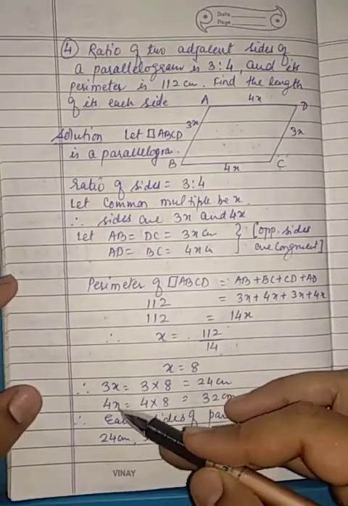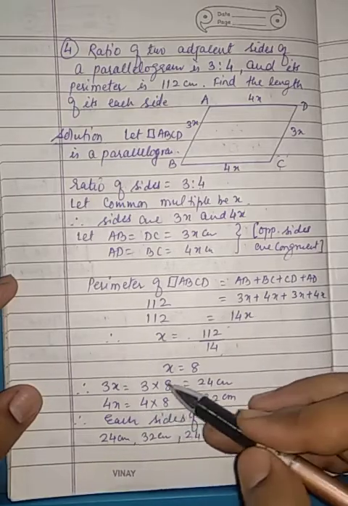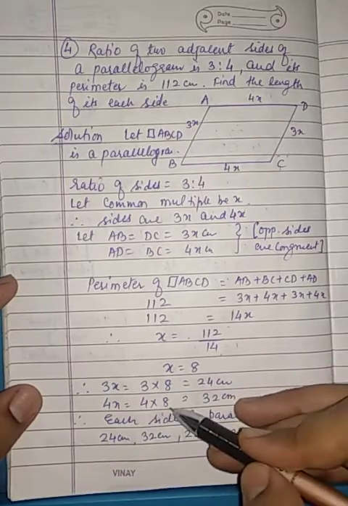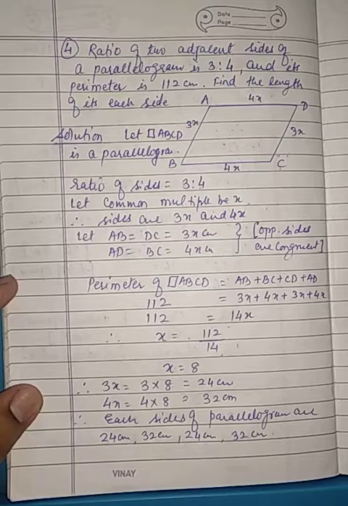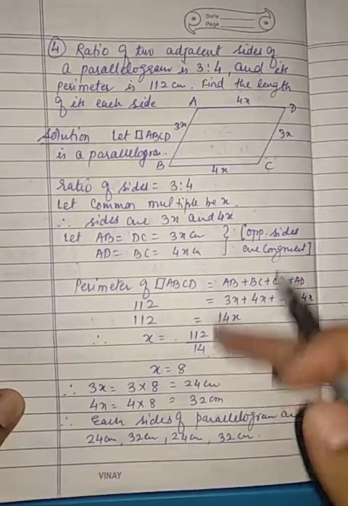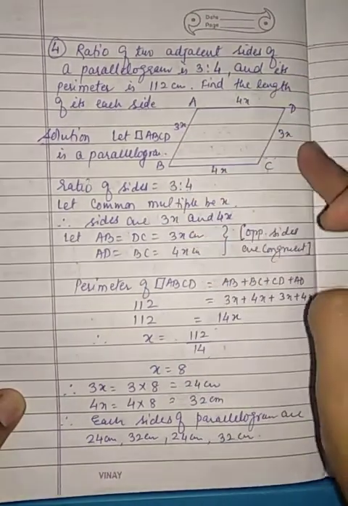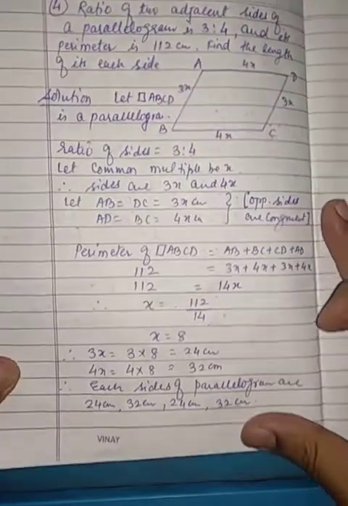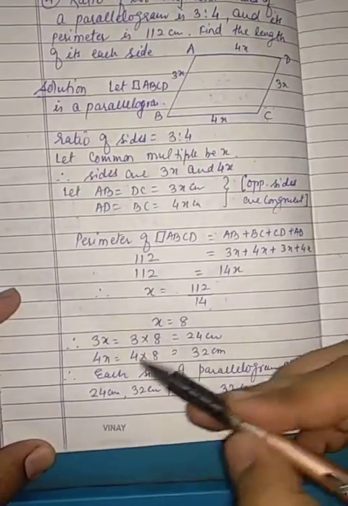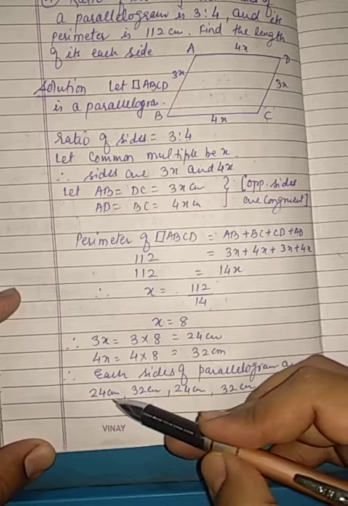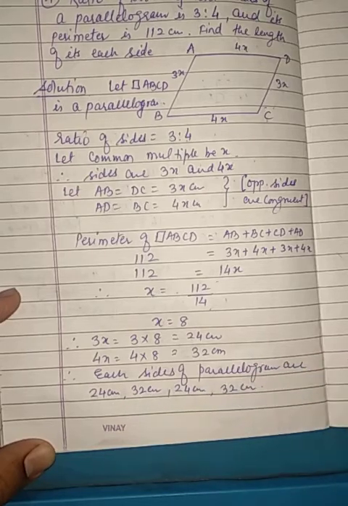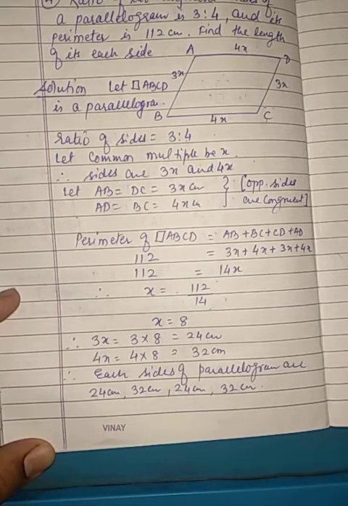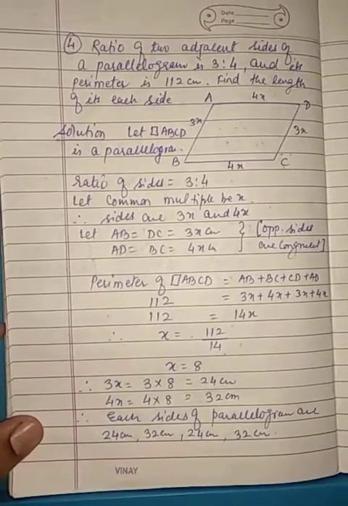Now you know the value of x. So you can put it in 3x and 4x: 3 8s are 24, 4 8s are 32. If adjacent sides are 24 and 32, that means remaining sides are also 24 and 32. So you can write your answer like this. Sides of the parallelogram are 24, 32, 24 and 32 centimeter. So students, we have done 3 sums from problem set 5: 2, 3 and 4.